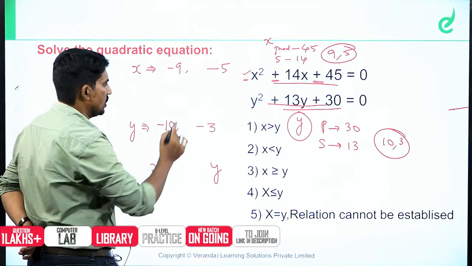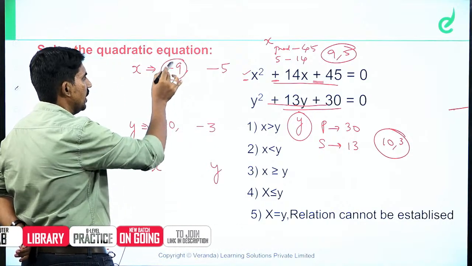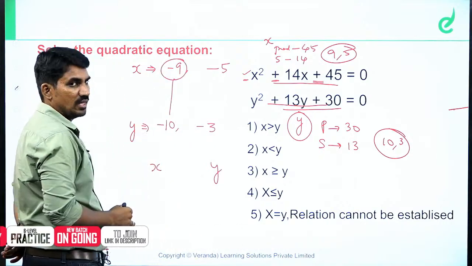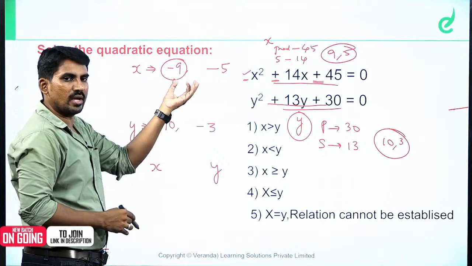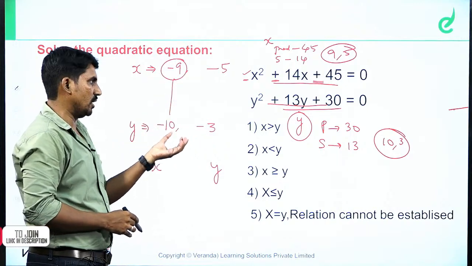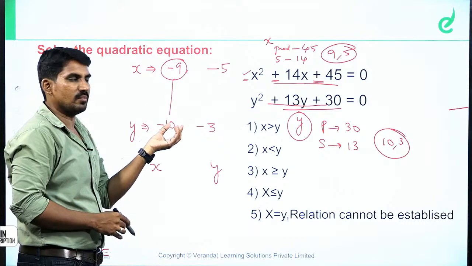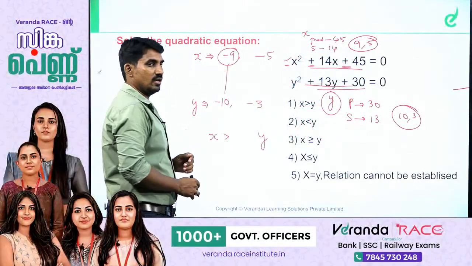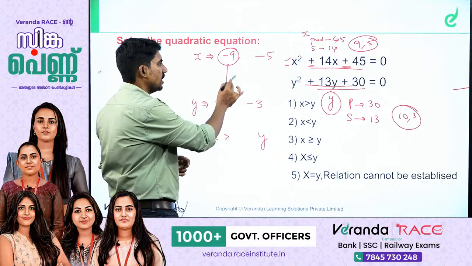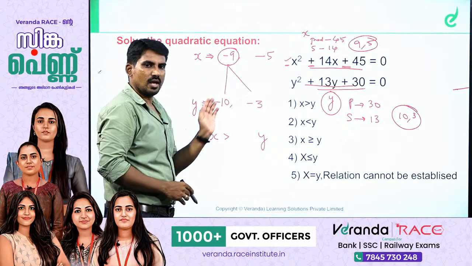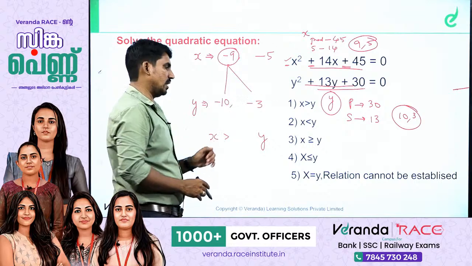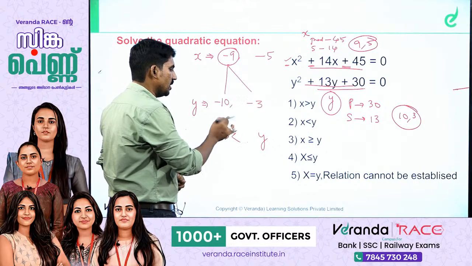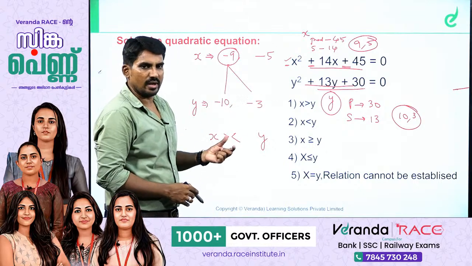Write x, write y. Minus 9 compare with the first value minus 10. Take one value of x and compare with the two values of y quickly. Minus 9 and minus 10, minus 9 is greater. The smaller number is greater in negatives. Then minus 9 and minus 3, which is greater? Obviously minus 3 is greater.